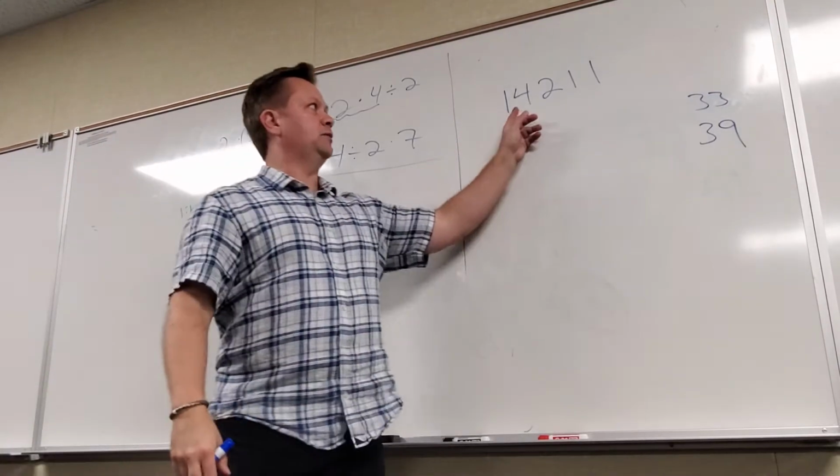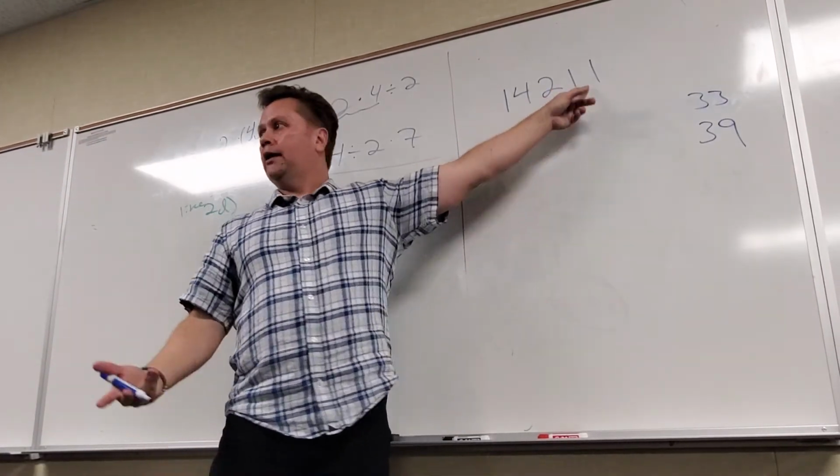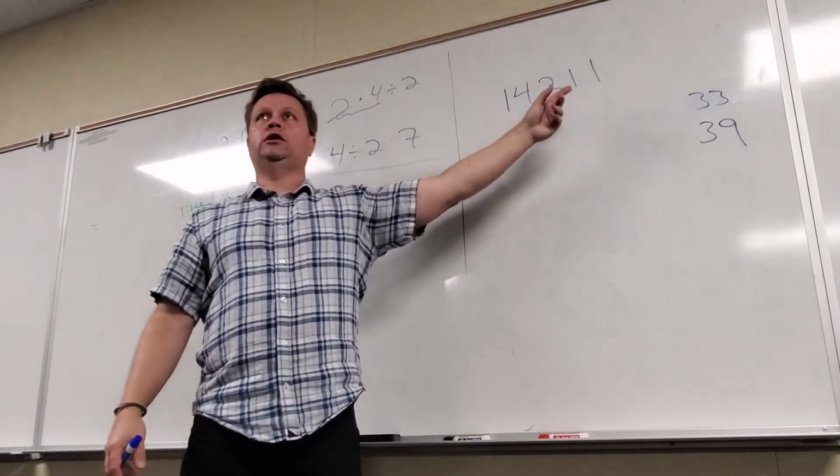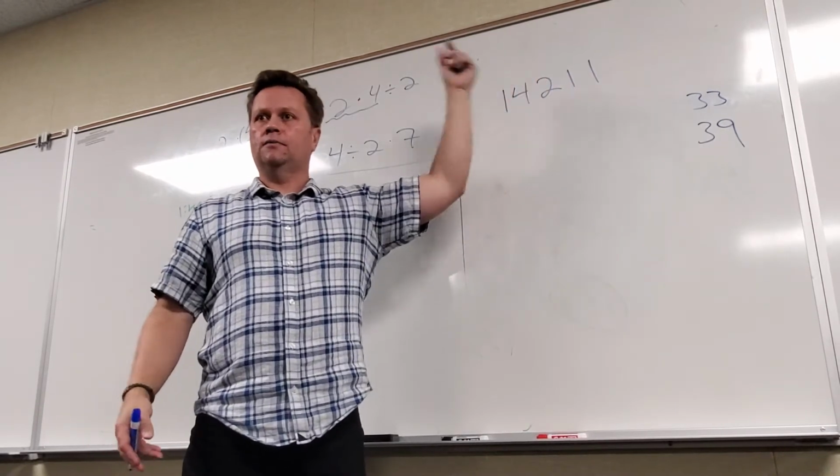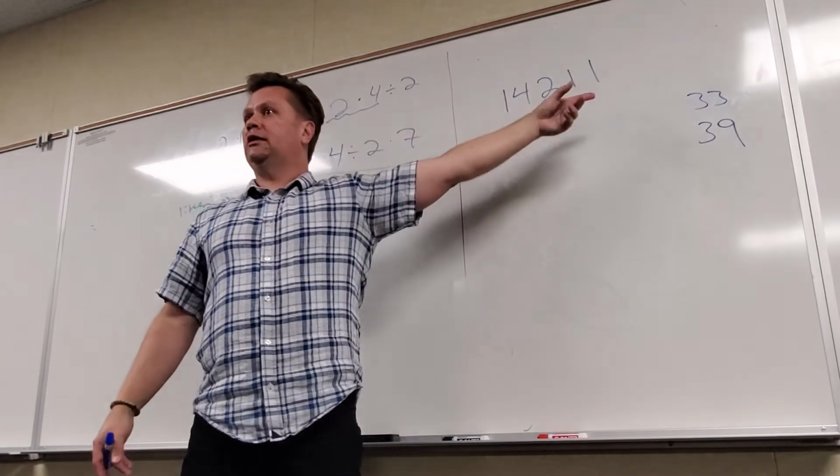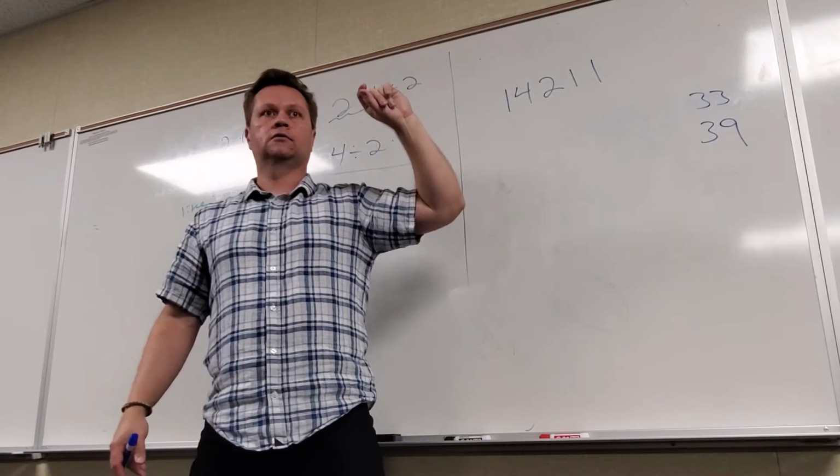Now these added up to be 9, so this is actually divisible by 9. Because they add up to be divisible by 9. You guys see that? Okay, I like it.